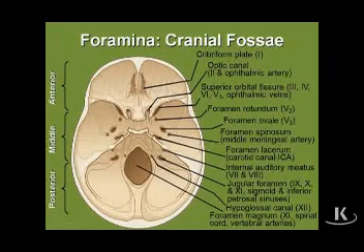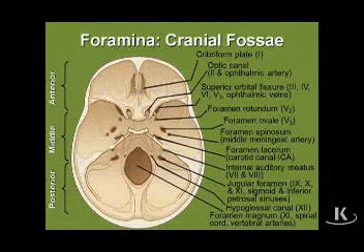Passing posteriorly into the middle fossa, we have the optic canal, and passing through the optic canal is the optic nerve, cranial nerve 2, but also the ophthalmic artery. The ophthalmic artery is a branch of the internal carotid. In fact, it's the first branch of the internal carotid. The internal carotid comes up through the neck without giving any branches, enters the cranial cavity, and then before reaching the brain gives off the ophthalmic artery that enters the orbit through the optic canal.